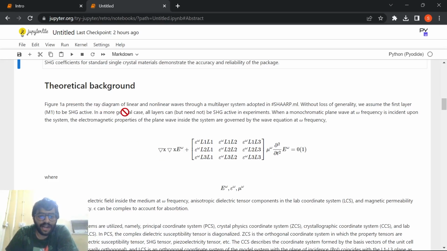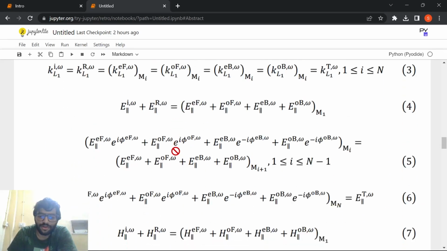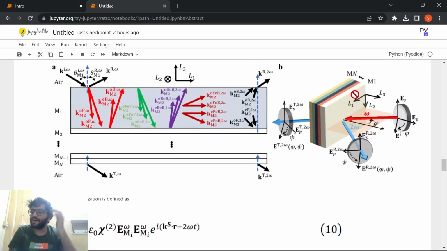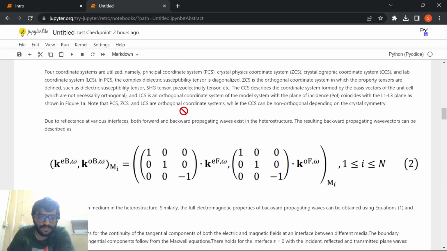Figure 1a presents the ray diagram of linear and nonlinear waves through a multi-layer system adopted in Sharp.ml. Without loss of generality, we assume the first layer M1 to be SHG active. So in this figure, this is the figure with multi-layer, and we assume M1 to be SHG active.